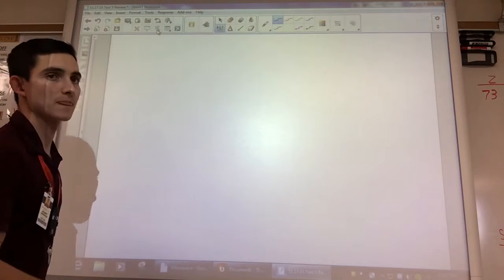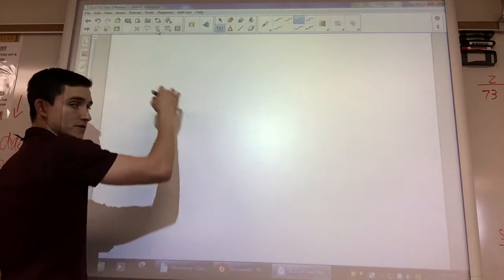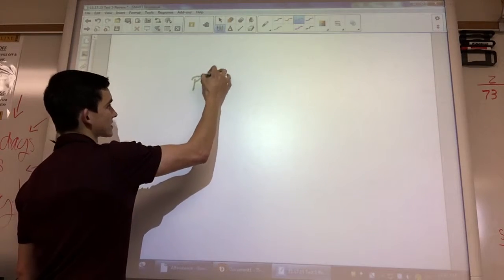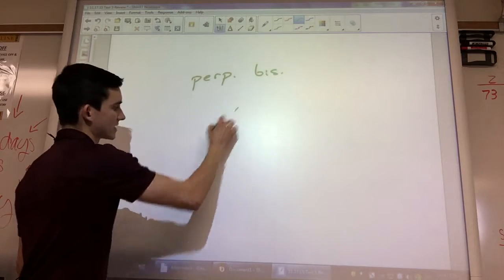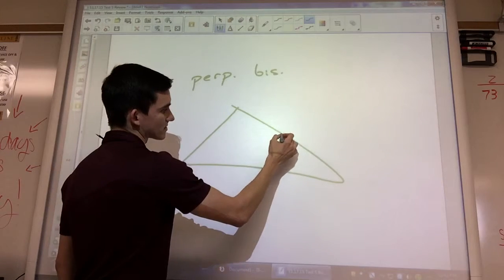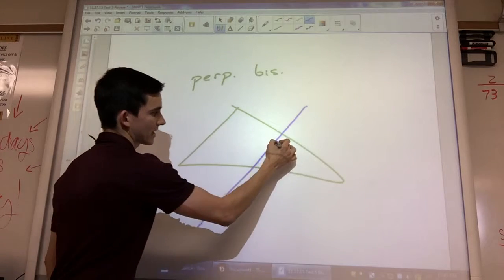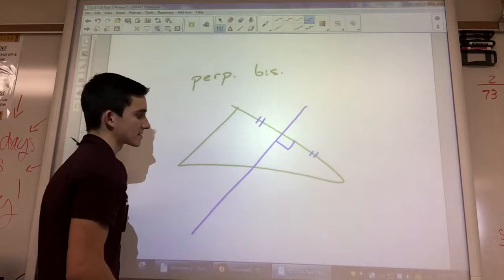So the median starts from the vertex and it goes to the opposite end's midpoint. All right, perpendicular bisector. It just bisects a side. So it bisects a side at a 90-degree angle. So that has to be 90 degrees. And by bisect, I mean this side needs to equal that side.